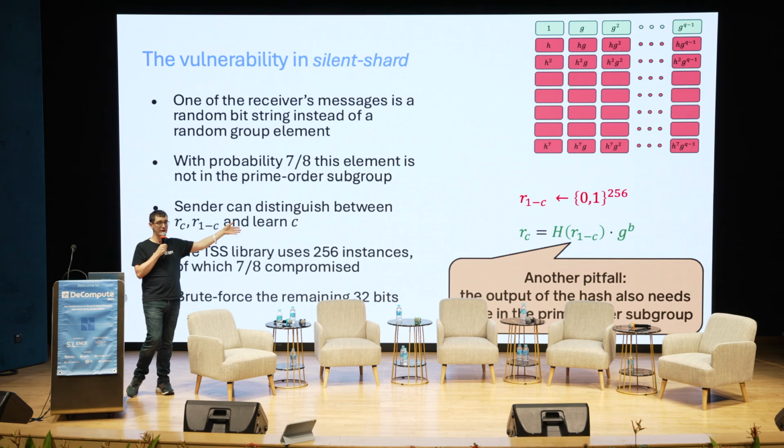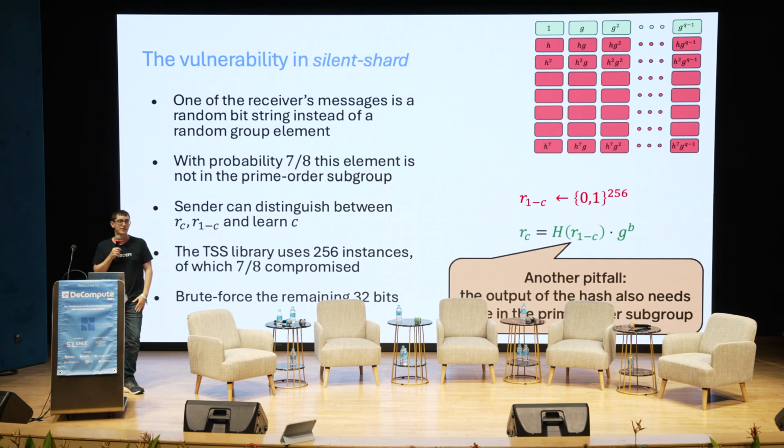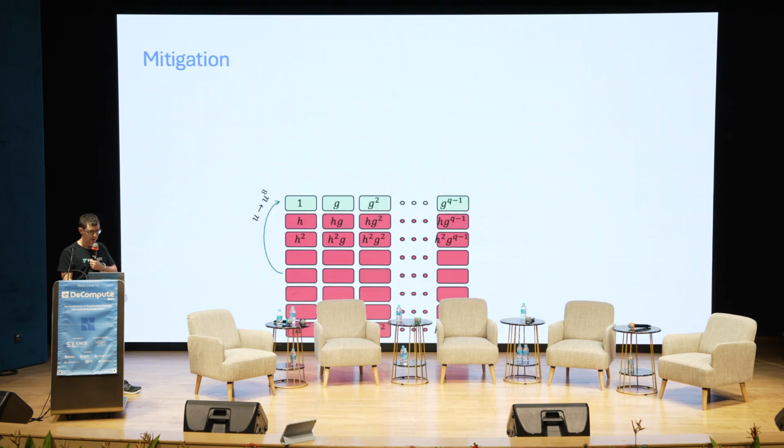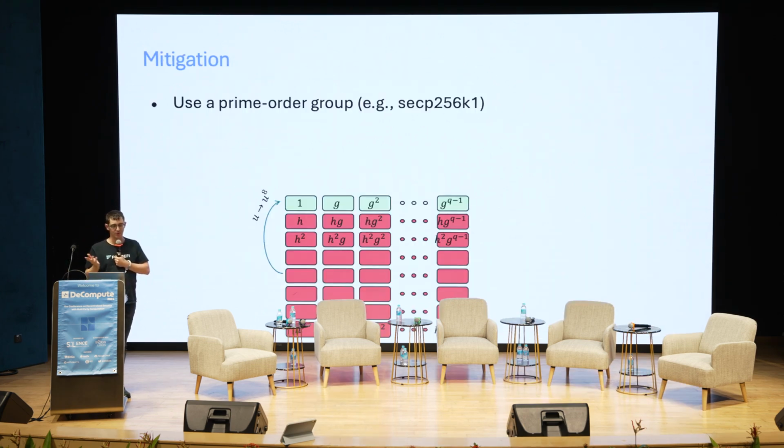But if you hash incorrectly, or if you do, let's say, XOR instead of doing group addition, then RC might come out wrong, and you'll again have this pitfall. So how to mitigate this bug? Option number 1 is you can use a prime order group which doesn't have the small cofactor. So for example, you can use SecP256K1.